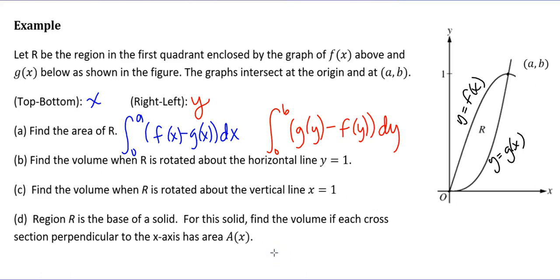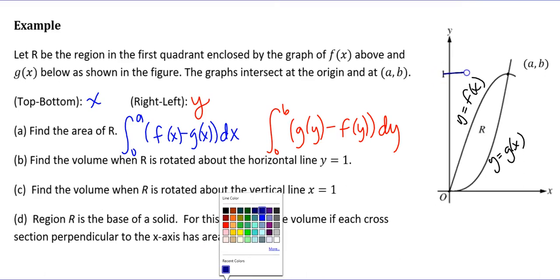All right, part B, it says find the volume when R is rotated about the horizontal line y equals 1. So I'm first going to draw that line here. Notice that we do have empty space between that axis of revolution and that region R. So we're going to start at our axis and go to our farther function. That is going to be capital R for radius, not to be confused with the capital R for region. And then go back to your axis of revolution, go to your closer function, and that will be little r.